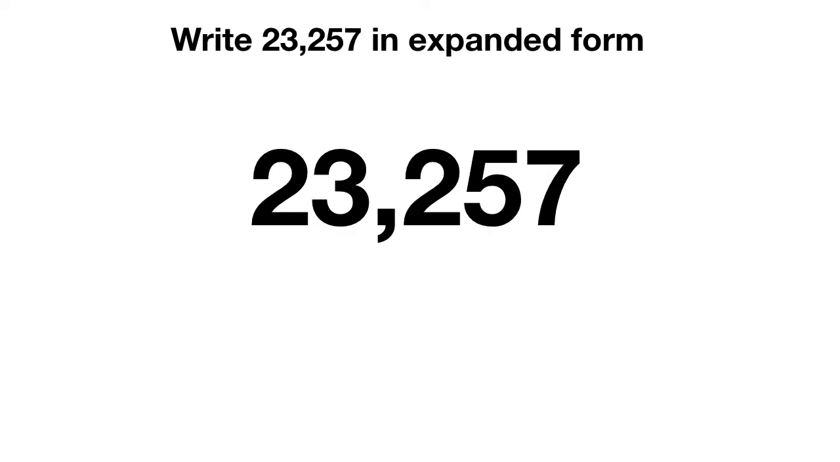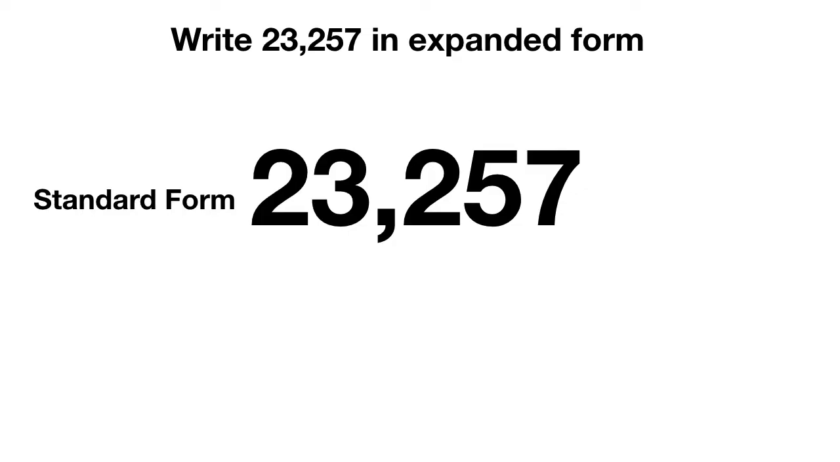Today we're going to learn how to write a pretty large number in a new way. For example, you might be asked to write 23,257 in expanded form. Well, what is expanded form? You're probably used to writing numbers like this. This is what we call standard form because it's the standard or regular way we write numbers. To write a number in expanded form, what you do is break the number into each of its place values.